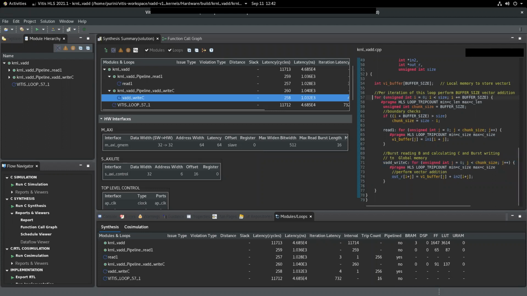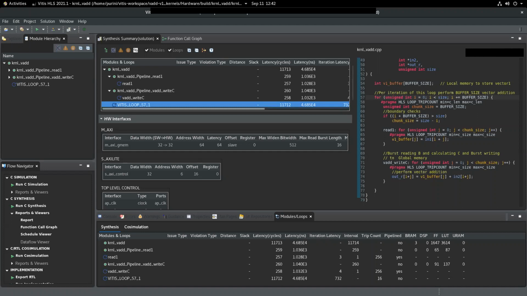But for some reason, this one keeps saying that the latency goes till, this is an estimate, but it says 11,000 or close to 12,000 clock cycles. So I am not able to understand this. Is there something wrong in the estimation, or what is happening?